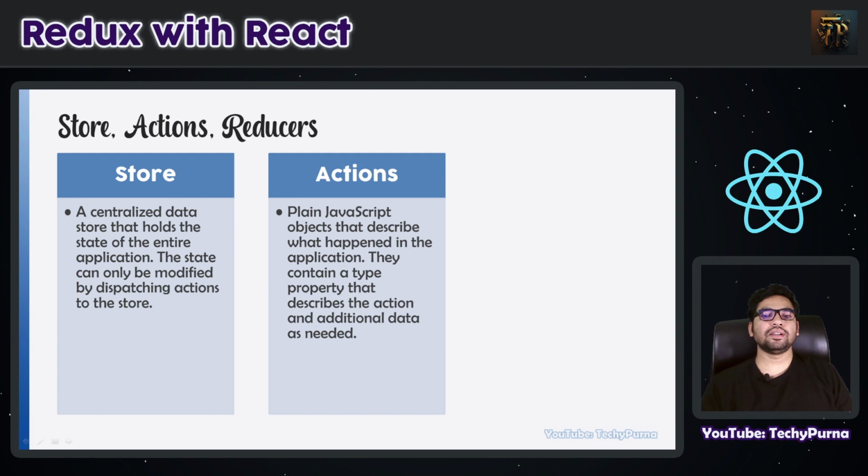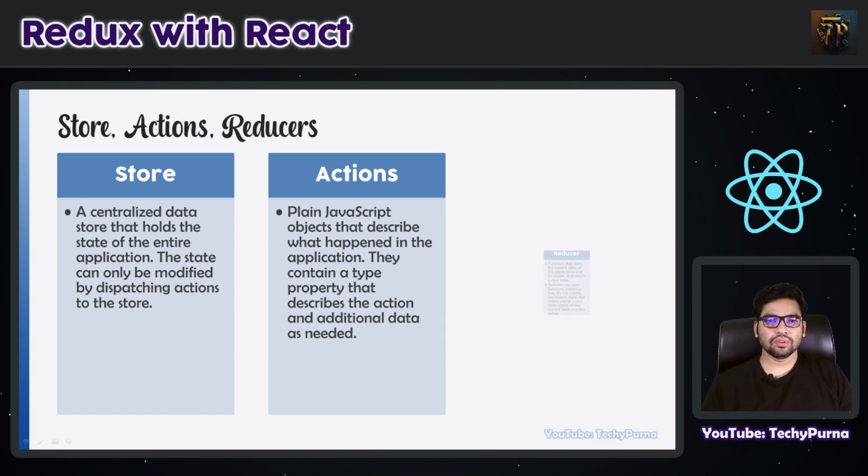Actions are messages that describe what should happen to the data in the store, and they are plain JavaScript objects that have a type property which describes the type of action being taken and any data necessary to carry out the action. For example, an action might be add new item, and the data could be the details of the new item.